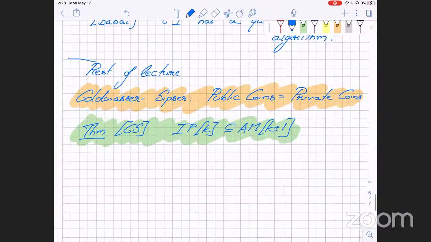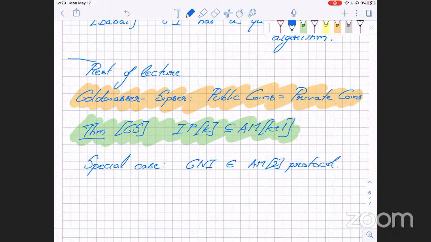A special case of this is the fact that graph non-isomorphism is contained in the AM2 protocol. What we will show in class is only the graph non-isomorphism part. It's exactly the same idea that goes into the whole thing. We'll specialize to the case of graph non-isomorphism and show that there is a public coins protocol rather than a private coins protocol.